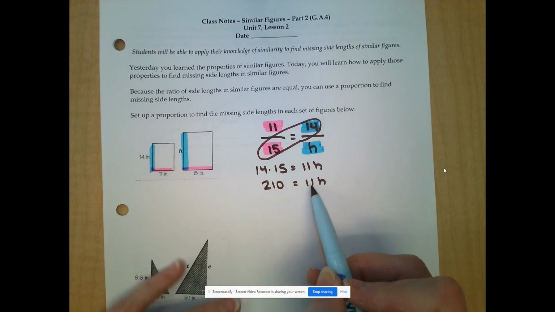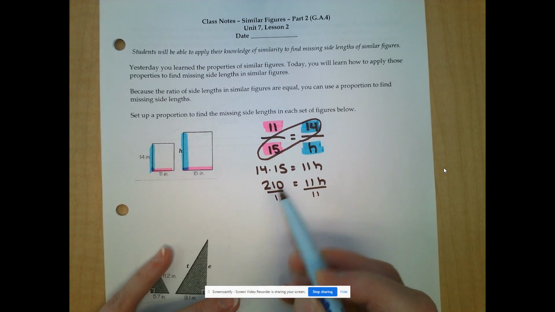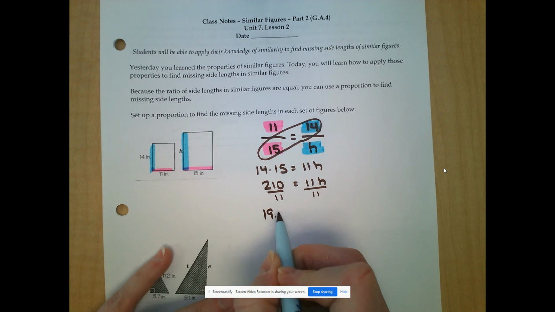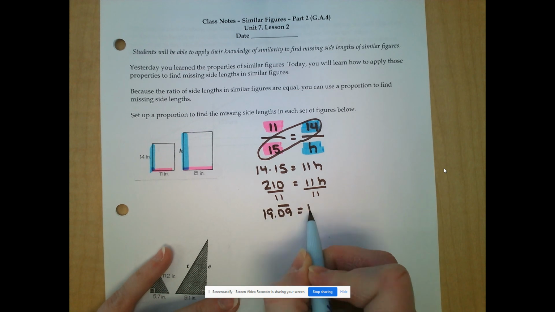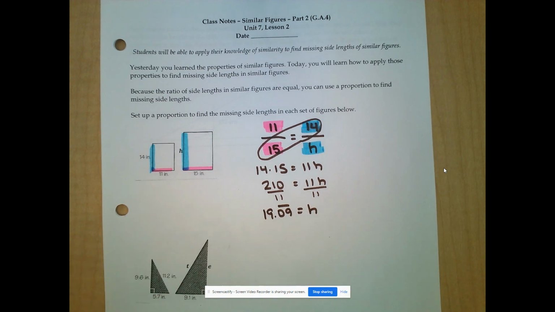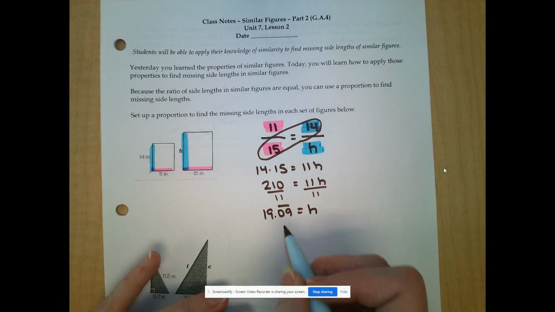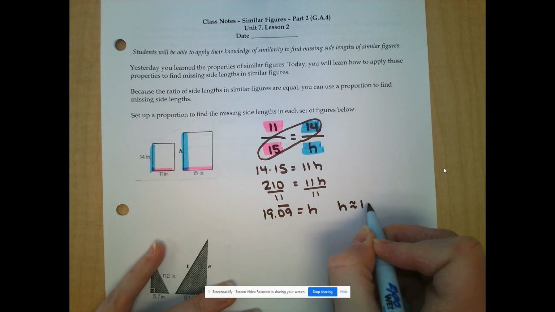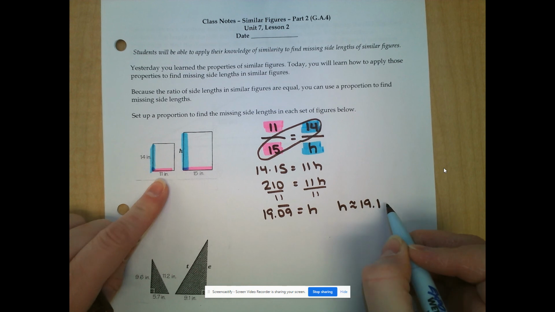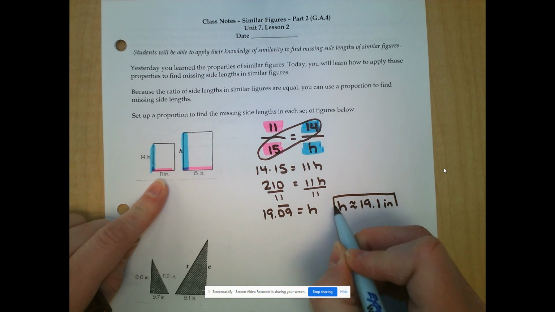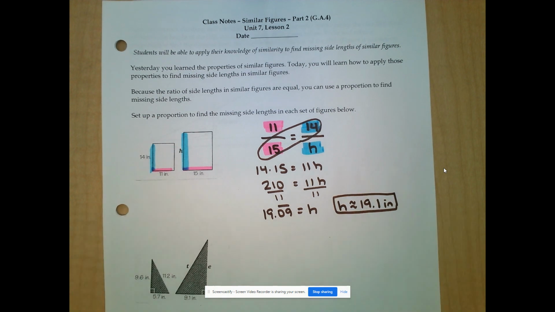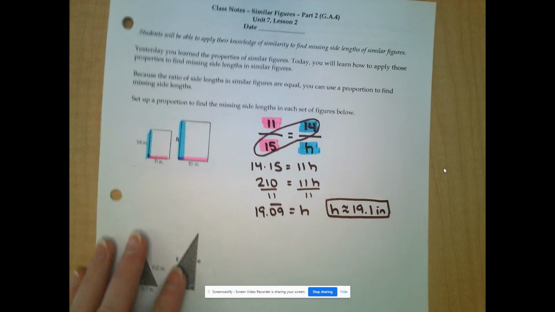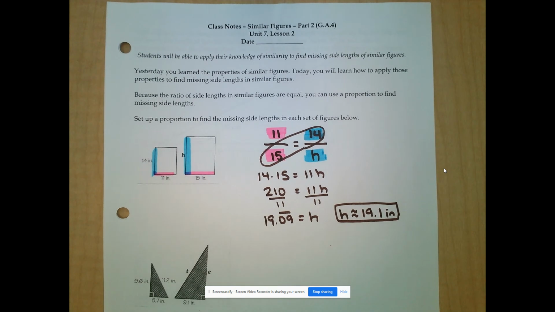Single step multiplication problem. So we're going to divide both sides by 11, and we're going to get 19.09 repeating equals H. Not particularly friendly to work with. You could leave it as that, or you could say that H is approximately 19.1, and then we're going to look over here, and we're going to remember to label it with our units, inches. If it didn't have inches, then we might just say the word units.